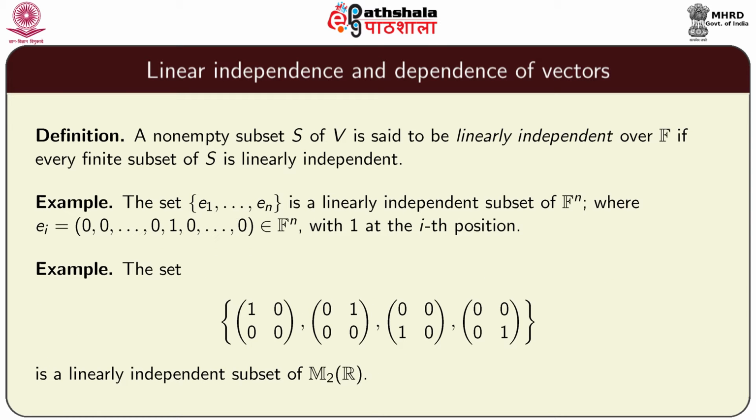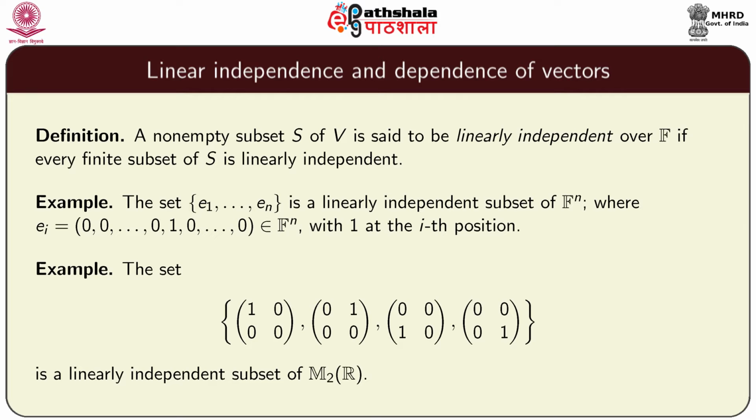Now, we extend this definition for any non-empty set, not necessarily finite. Let S be a non-empty subset of the vector space V. We say that S is linearly independent over the field F if every finite subset of S is linearly independent. And you have seen in the previous slide what is meant by linear independence of finitely many vectors. Time to see some examples.